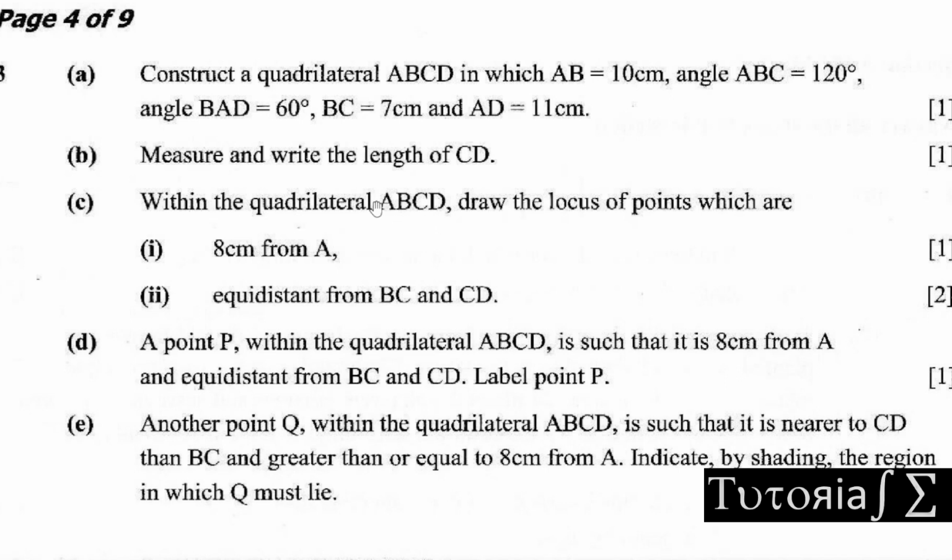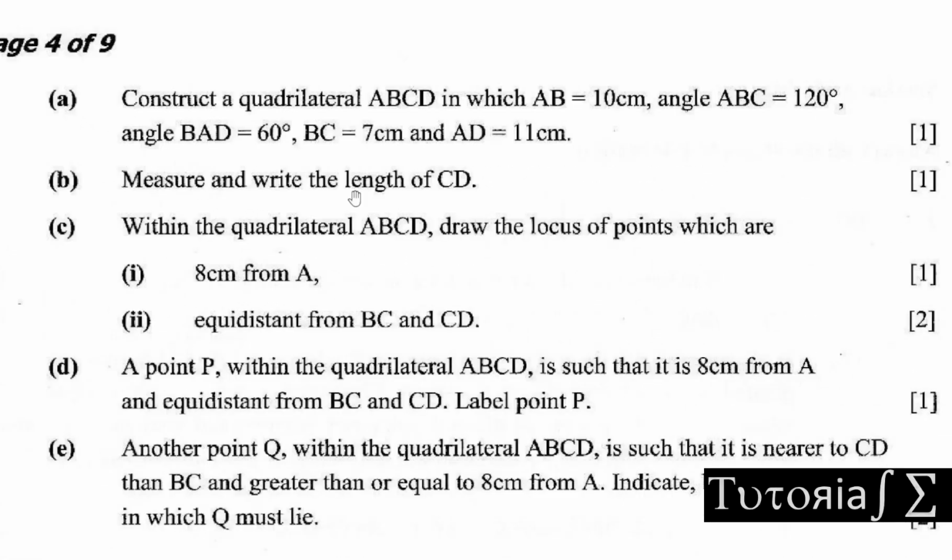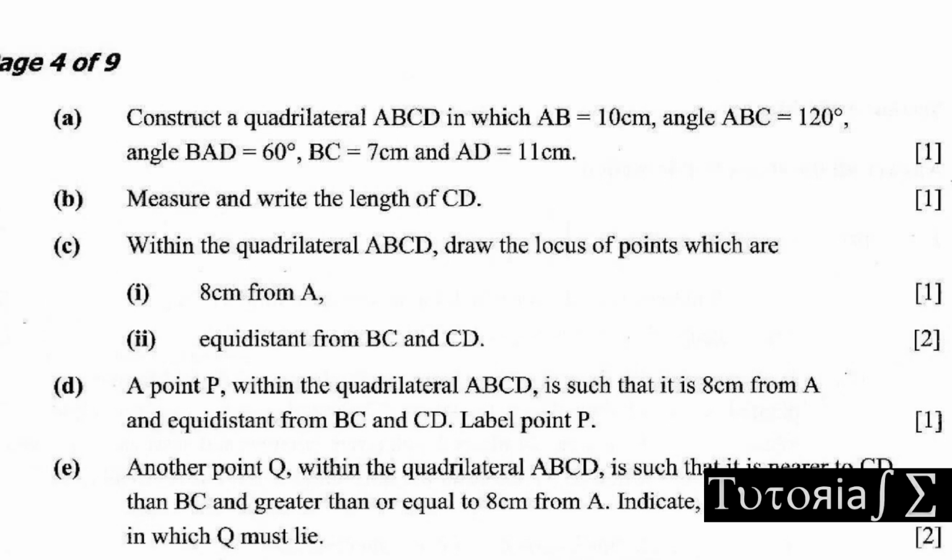Right, so in this lesson we are looking at how to approach construction questions. This is question number 3. The question reads: construct a quadrilateral ABCD in which AB is 10 centimeters, angle ABC is 120 degrees, angle BAD is 60 degrees, BC is 7 centimeters, and AD is 11 centimeters.